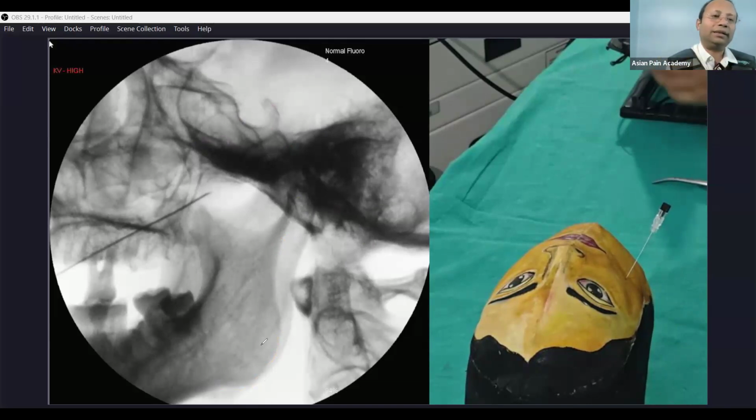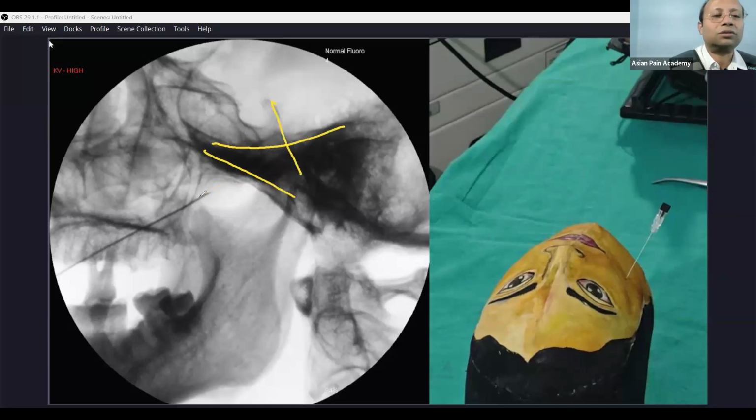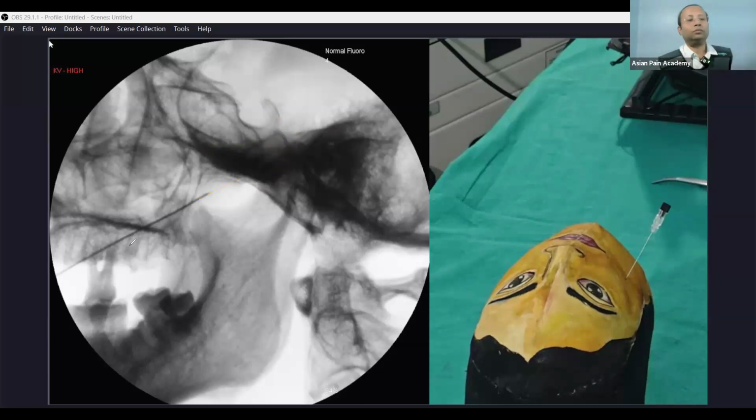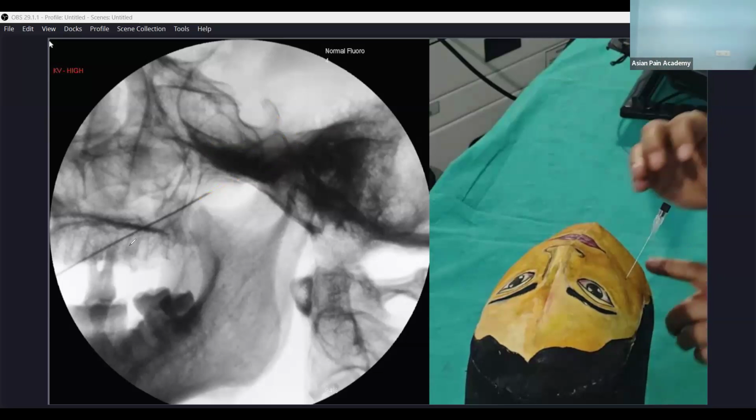Now what we can see is that this direction, if it goes like this, will go towards this, meaning the petrous bone and the clivus. So our direction is correct. Okay, so let us go inside.